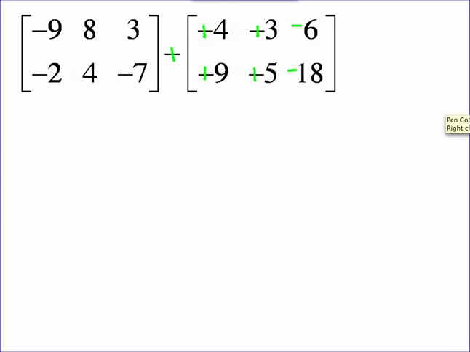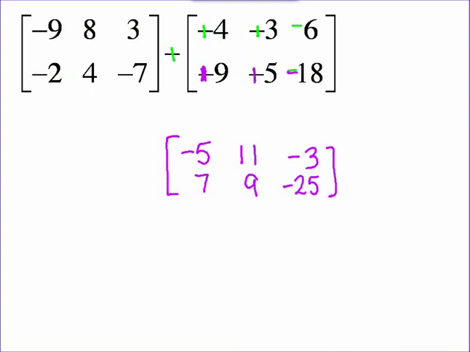Because now in looking at it, do your first elements, and what do you get? -5. What do you get? 5. What do you get? 11. What do you get? -3. What do you get here? 7. What do you get here? 9. What do you get from the last one? -25. So by changing the signs, you've made it a lot easier. Okay.